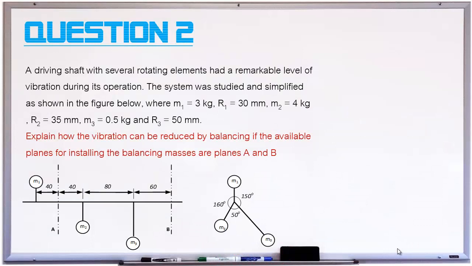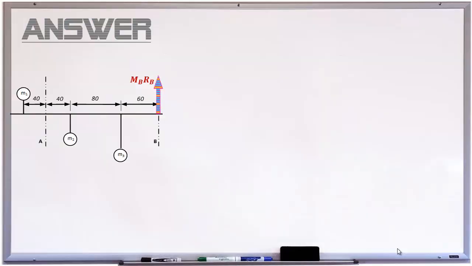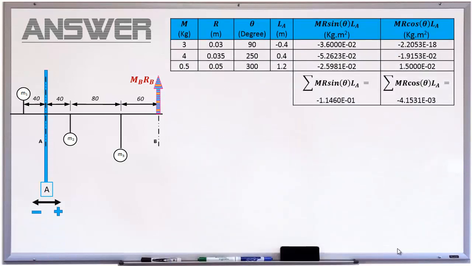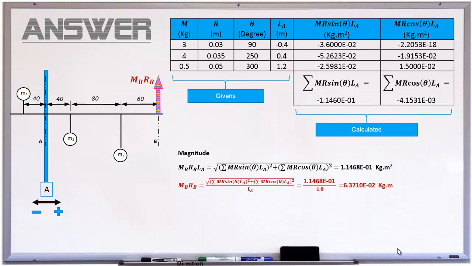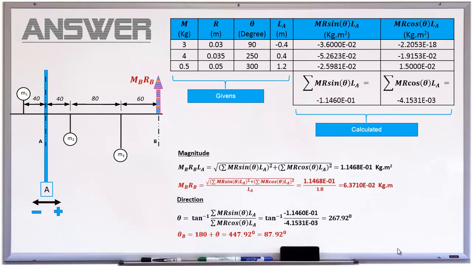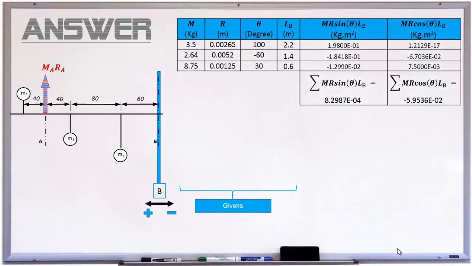For question 2, again I prefer you pause the video here and read the question carefully. Now, nothing new in this problem, but just to test your understanding of the sign convention, as you may have noticed the moment arm of the mass M1 is negative 40 centimeters, as it's on the left of point A. Other than that, everything is the same. And for the balance mass to be added at A, this is the answer.